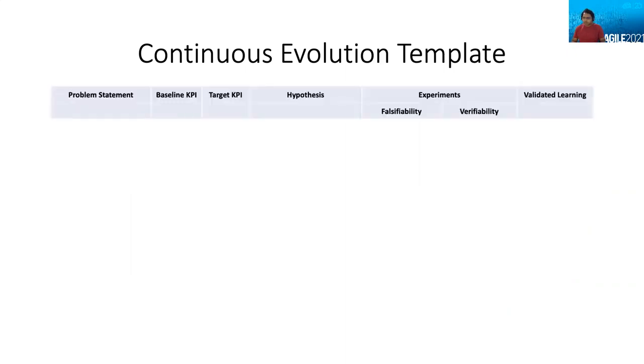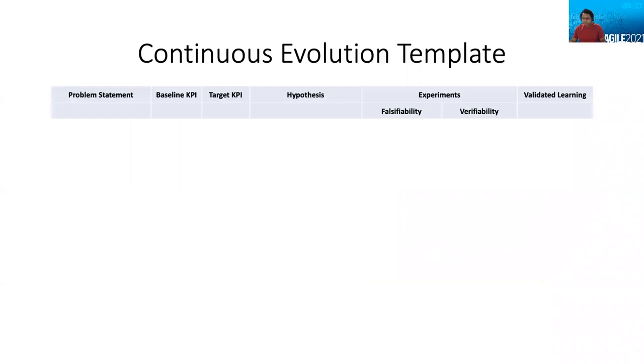So can we have some sort of a template wherein we can put all of these ideas that we discussed through this talk and help push our thought process in the right direction? So that's what I call the continuous evaluation template.